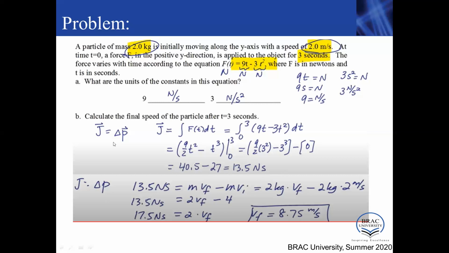Now if you put this value in the equation, change in momentum is equal to impulse. So J equal to delta P, then J equal to 13.5, which is equal to m vf minus m vi, the change in momentum. Then this equals 2 into vf, we have to calculate the final velocity vf, minus 2 into initial velocity, which is given as 2. Then 13.5 is equal to 2 vf minus 4, and finally the final velocity of the object is 8.75 meters per second.